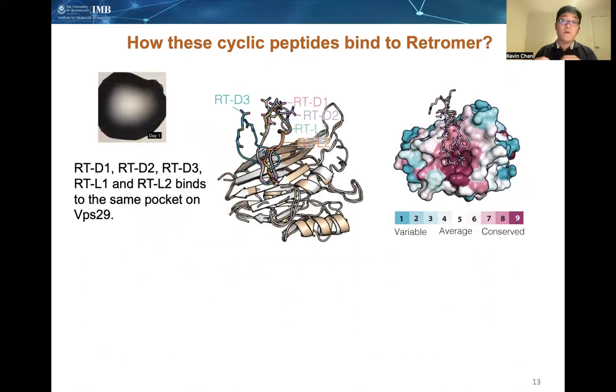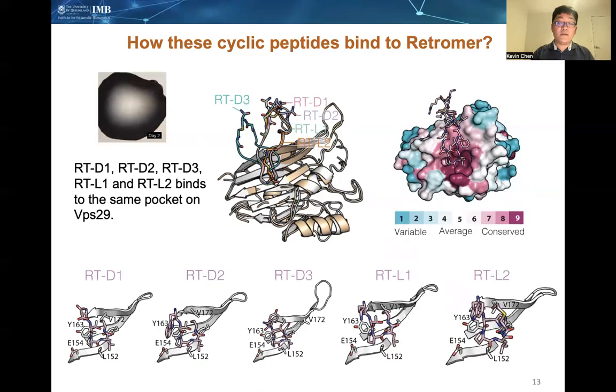And of course, as a structural biology lab, we want to know exactly how those cyclic peptides bind to the protein at the molecular or atomic level. To do that, we first gave X-ray crystallography a try. We worked on the ones that bind VPS29 at the time, and we successfully co-crystallized all of them, which is very lucky, I would say. Surprisingly, all five cyclic peptides bind to the same place on VPS29, and this pocket seems to be highly conserved. This is very, very surprising. They're all binding to the same pocket.